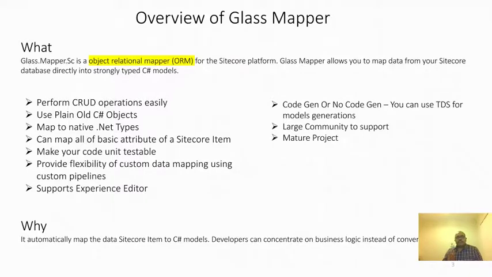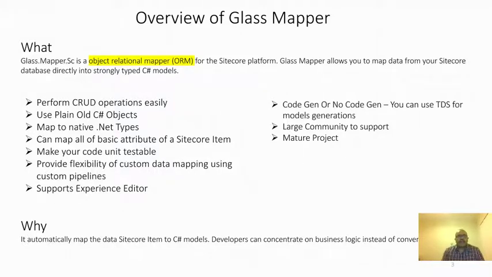In a similar way, if you think from the Sitecore point of view, do we have any ORM, an object relational mapper, for Sitecore? Glass.Mapper is one of the famous ones. There are others also, but Glass.Mapper is quite famous in the Sitecore community. It works in a similar way to Entity Framework, and the advantages are that it performs CRUD operations very easily. If you want to create, delete, or update, you can use plain C# objects with C# data types, and you can also easily map the basic Sitecore item using attributes.